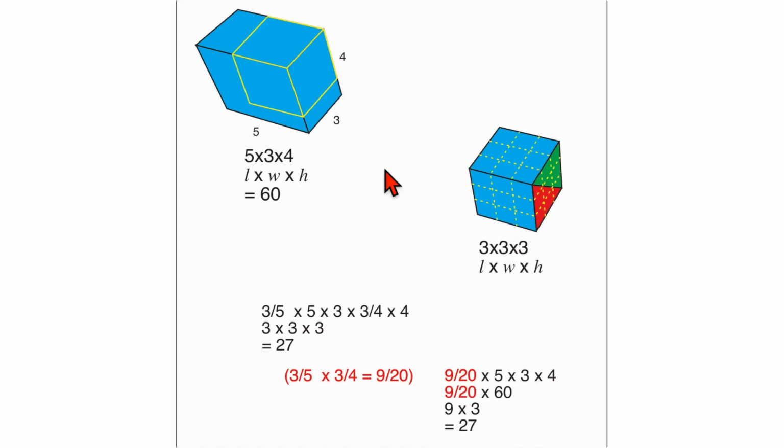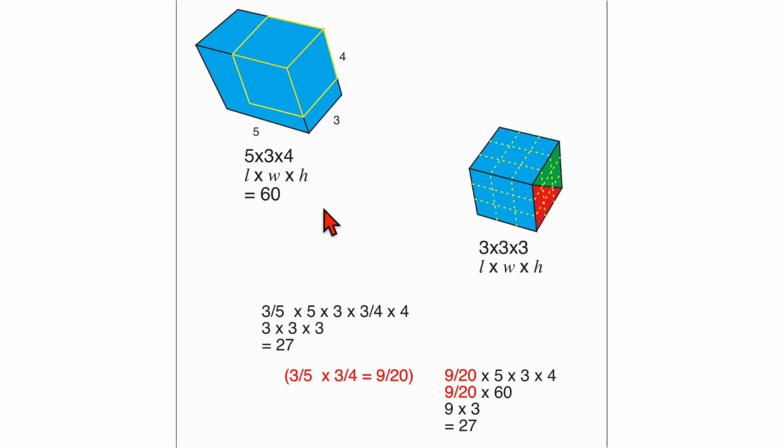In this comparison, we can look at unit cubes filling each space. So 3/5, this is 1, 2, 3 out of 5, times 3/3, this is 1, 2, 3 out of 3, times 3/4. So this height is 1, 2, 3 out of 4 units. So this is 1, 2, 3, 4 units. So 3 out of these 4 units.